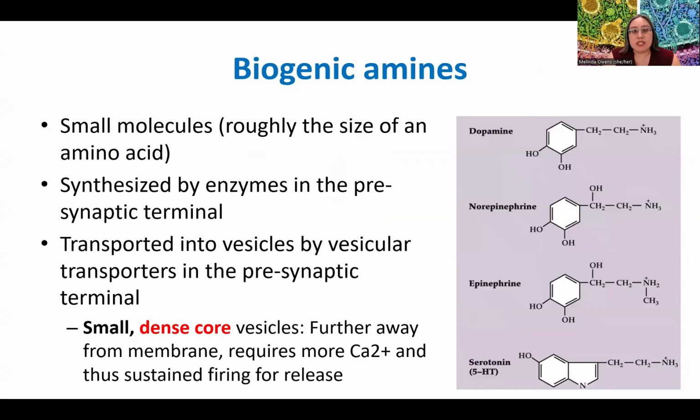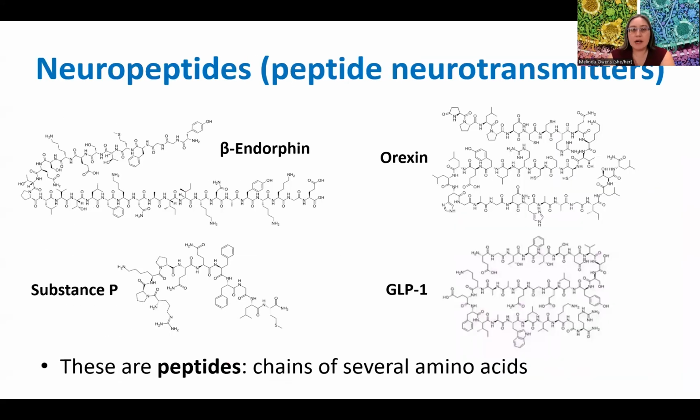The biogenic amines are a special subset of small molecule neurotransmitters. They are also small, roughly the size of an amino acid. And you can see their chemical structures here of the main types. Similar to other small molecules, they are synthesized by enzymes in the presynaptic terminal and transported into vesicles by vesicular transporters that are in the presynaptic terminal. However, these are dense core vesicles. They form small, dense core vesicles. So they're going to be further away from the membrane and thus require more calcium and thus sustained firing before being released. In contrast are our neuropeptides or our peptide neurotransmitters.